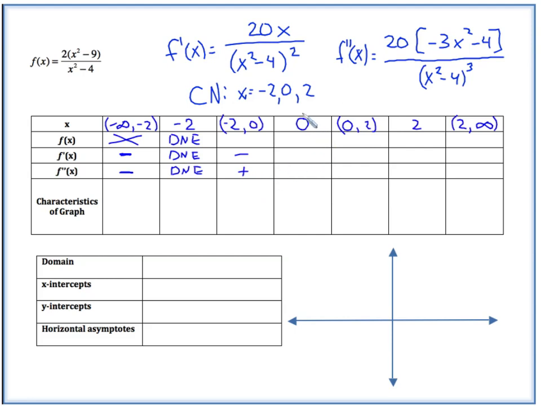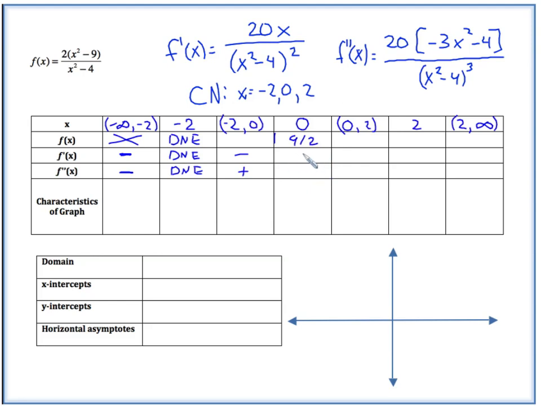Our test value of 0. This is one where we actually do want to find our f of x. So we're going to plug 0 in here. So we get 0 squared minus 9, and then 0 squared minus 4. So it looks like we get -18 over -4, which is 9/2.